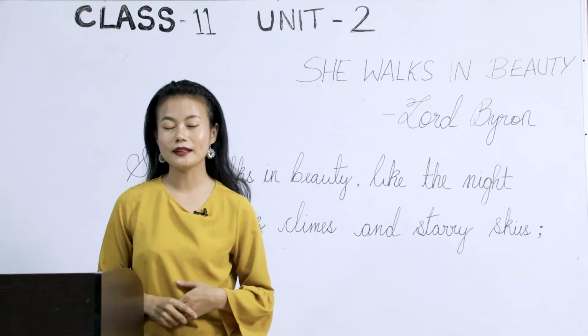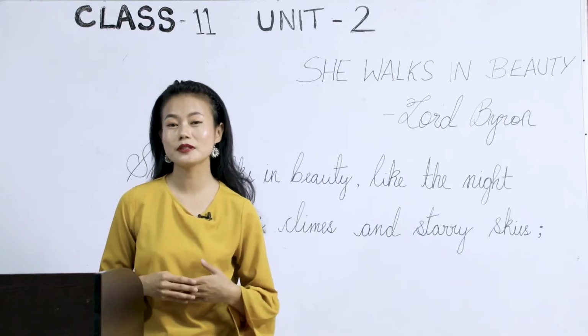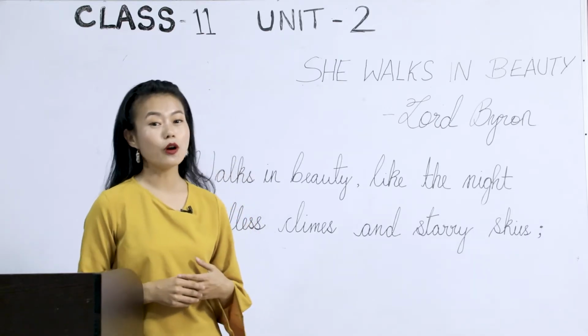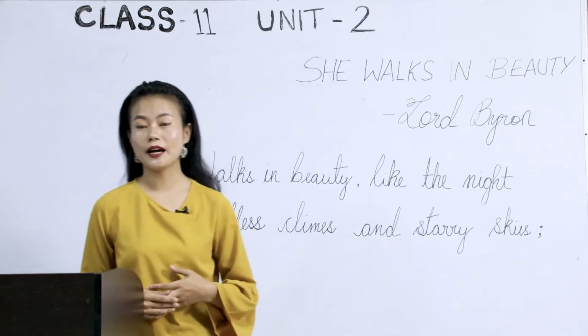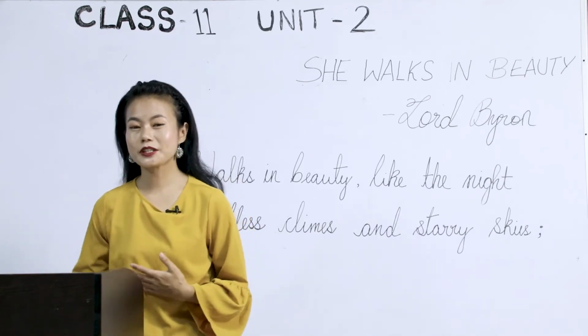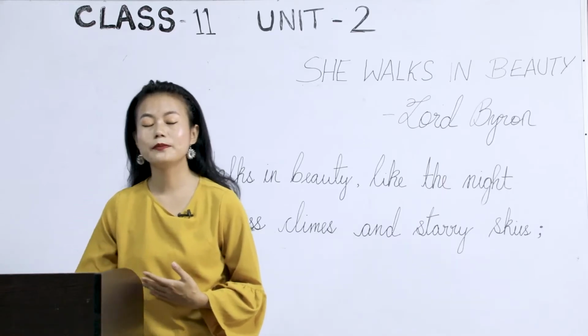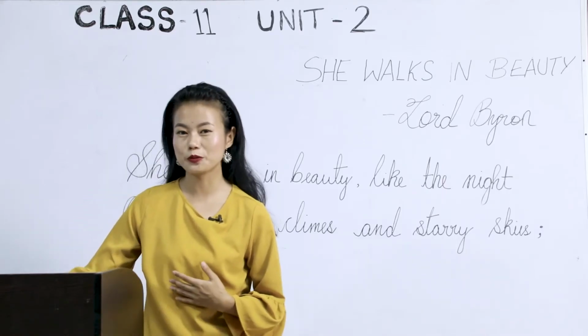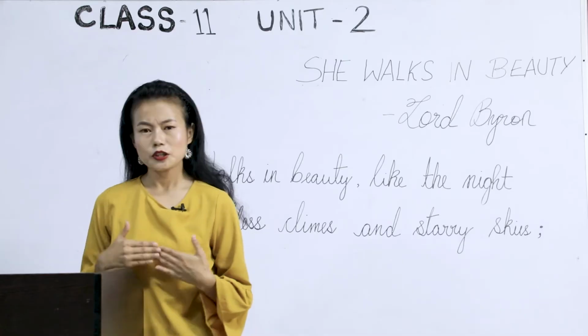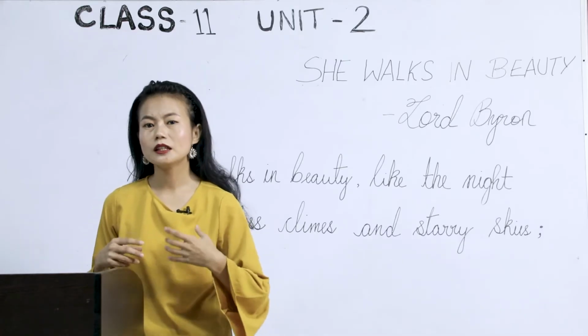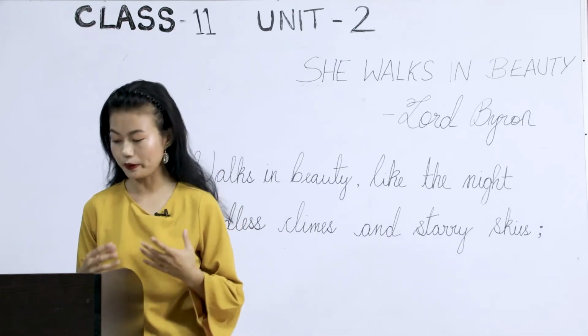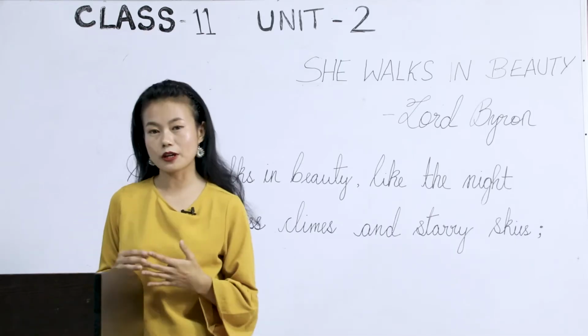Today we will be doing another chapter from the prose section, that is She Walks in Beauty, written by the British romantic poet George Gordon Byron, popularly known as Lord Byron. She Walks in Beauty is a lyrical poem in iambic tetrameter.